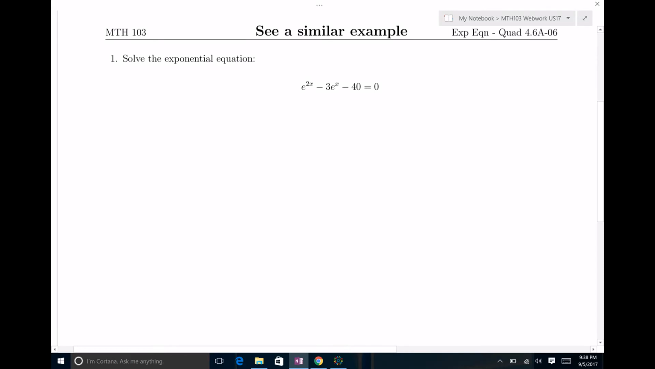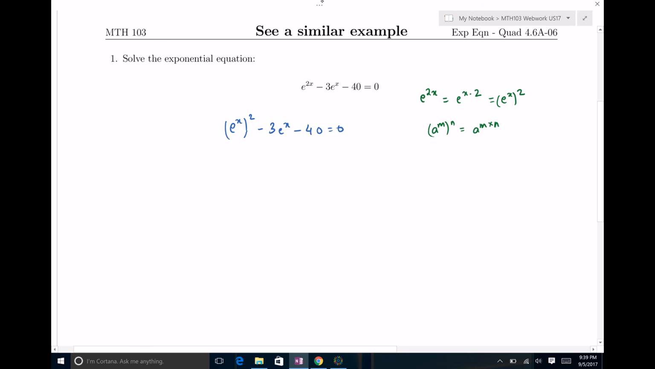Now notice that in this equation, the term e to the 2x is like saying e to the x times 2, which by the rules of indices is the same as e to the x the whole squared. Since a to the m the whole to the power n equals a to the m times n. This is the law that I'm using here. So what I can do is rewrite the given equation as e to the x the whole squared minus 3 times e to the x minus 40 equals 0.